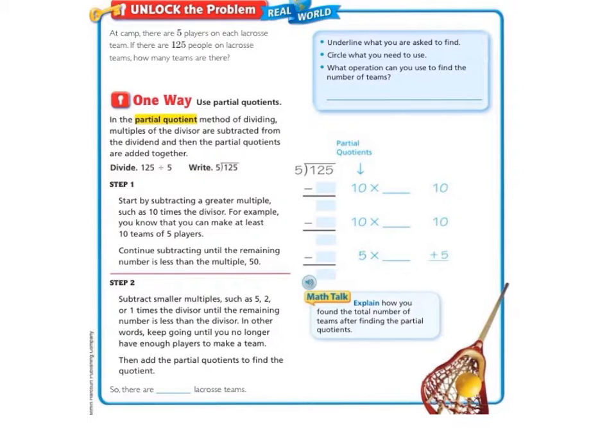Let's begin by reading the Unlock the Problem. It says, at camp there are 5 players on each lacrosse team. If there are 125 people on the lacrosse teams, how many teams are there?